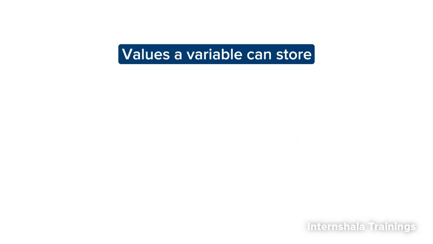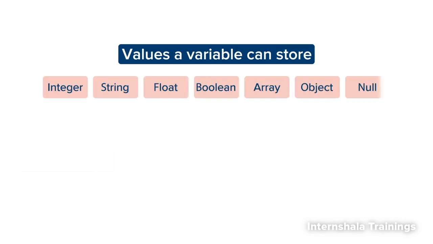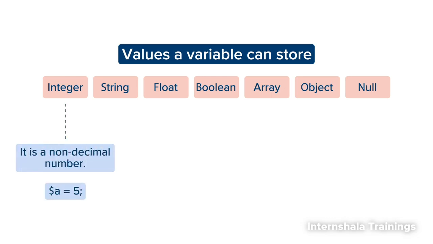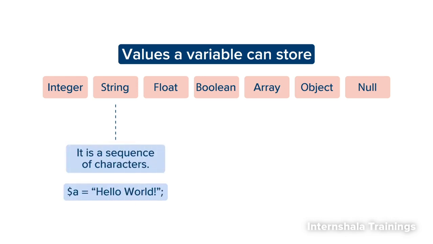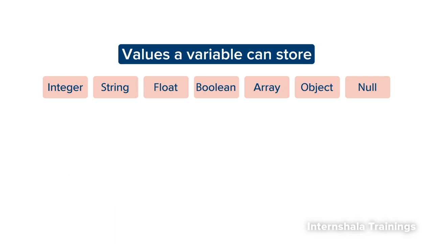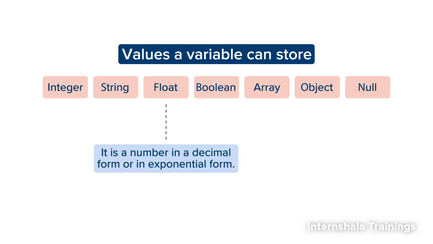Let's now see what values a variable can store. As discussed earlier in the video, a variable can store integer and string values. An integer is a non-decimal number, whereas a string is a sequence of characters. Next, we can add a float value. A float value is a number in decimal form or in exponential form. For example, 3.14 is a float value.